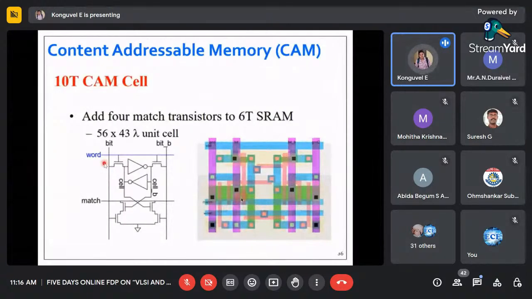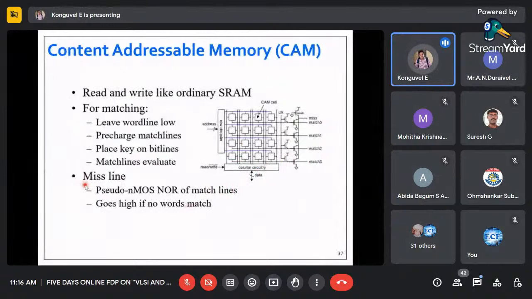So it is a 10T CAM cell. You can see we have 1, 2, 3, 4, 5, 6 transistors, and 2 transistors in the inverter. So totally we will have 10 transistors. For reading and writing, it is like an ordinary RAM. It can be accessed by row decoder and column decoder. But the thing is, we know the content. Accordingly, we use the miss and match lines. Miss means it is the inversion of match. So whatever is matched in the content can be directly accessed by the match without knowing its address. So this is how the content addressable memory works.